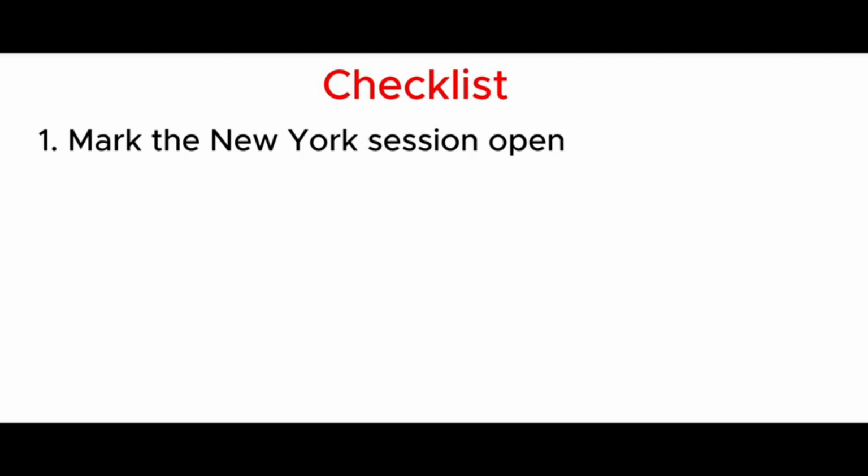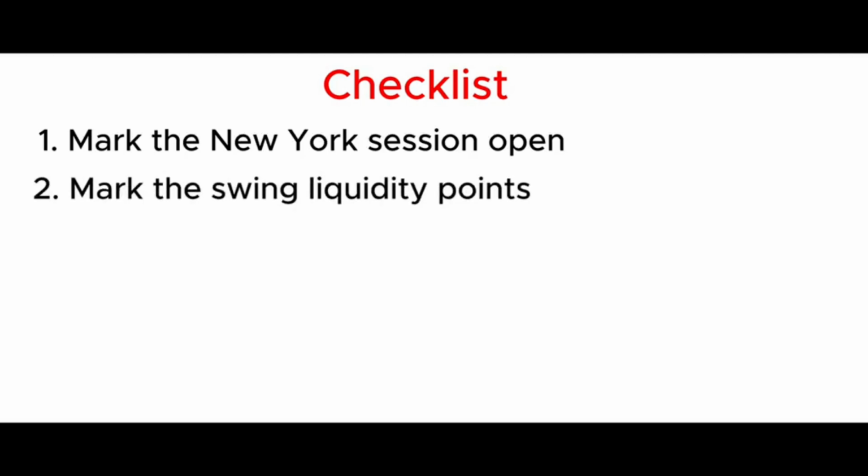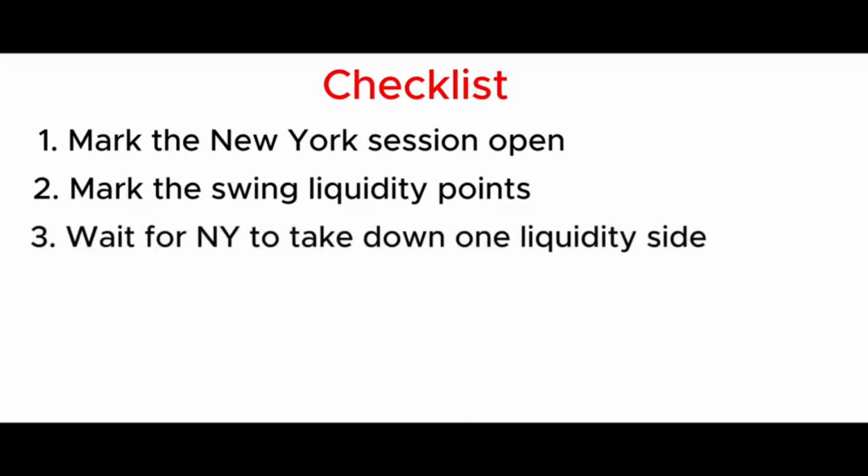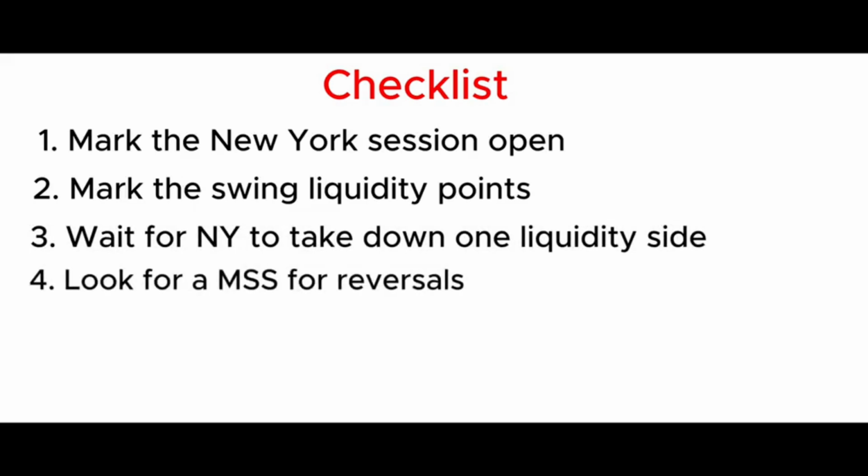The second thing we want to do is to identify and mark both swing liquidity points, the sell side liquidity and the buy side liquidity. We mark the points before the session starts. The third step is to wait for the New York session to start and take down one liquidity side, be it the buy side or the sell side liquidity. The fourth step is to look for a market structure shift to confirm the trend reversal. The fifth and final step is to find a fair value gap to trade to the opposing side of the initial trend. Let's dive into the chart with live examples.